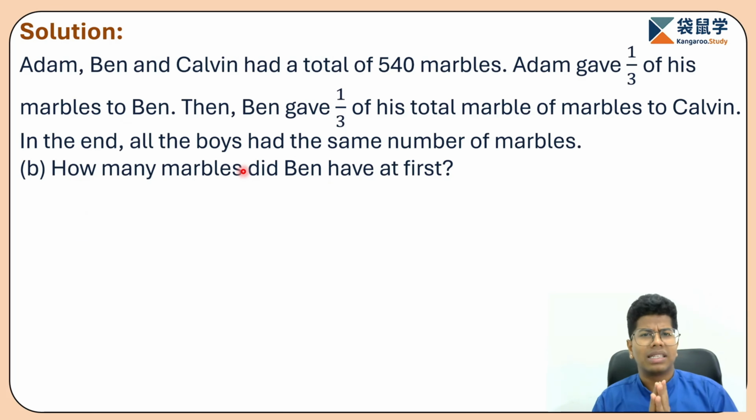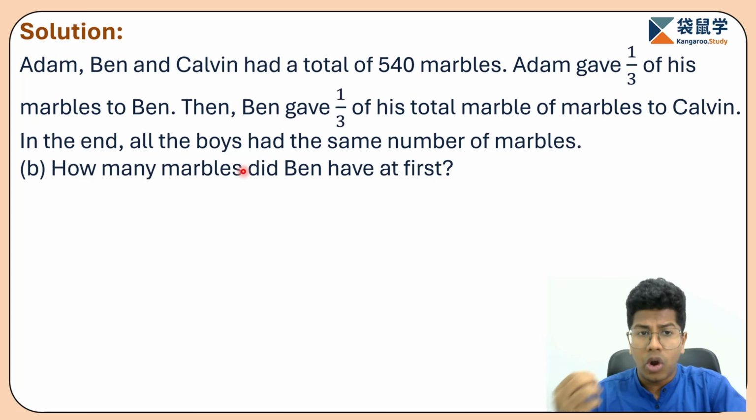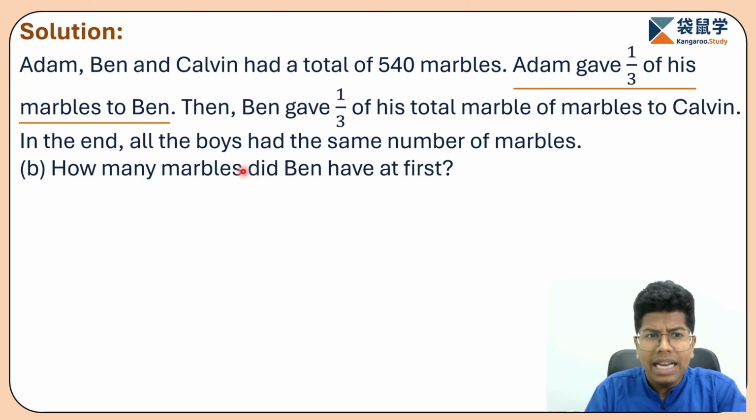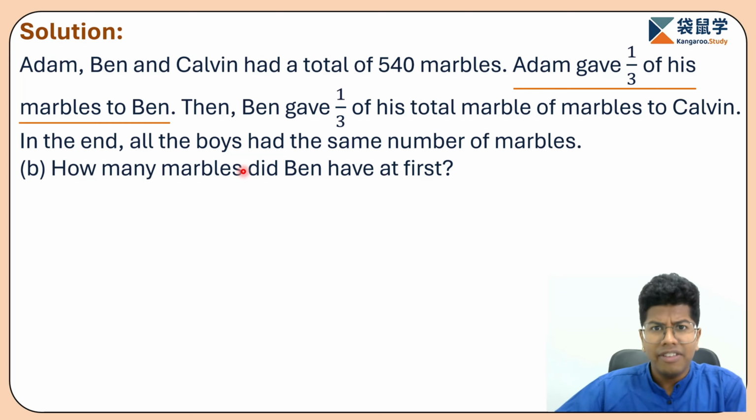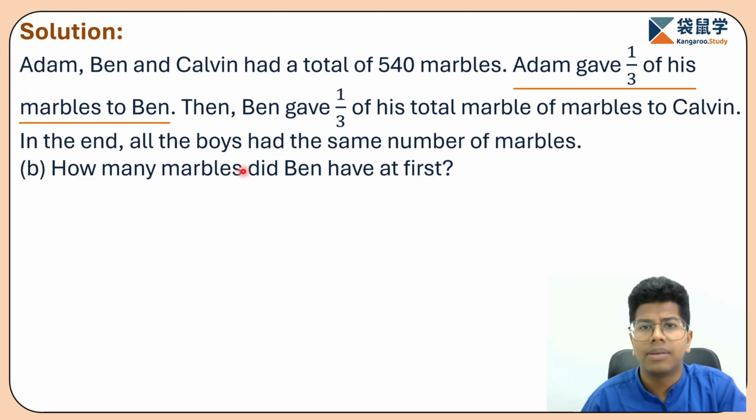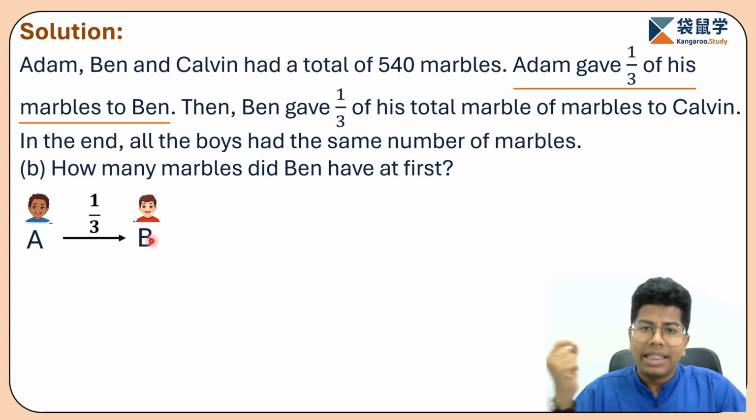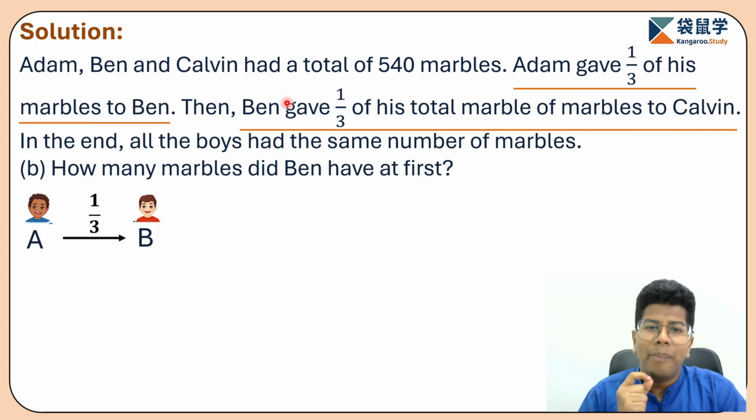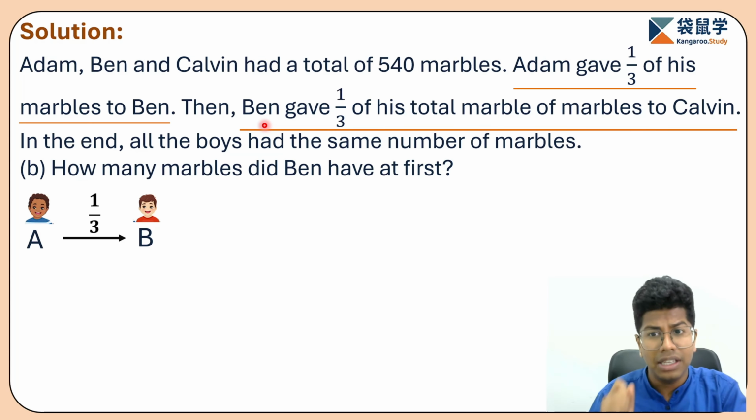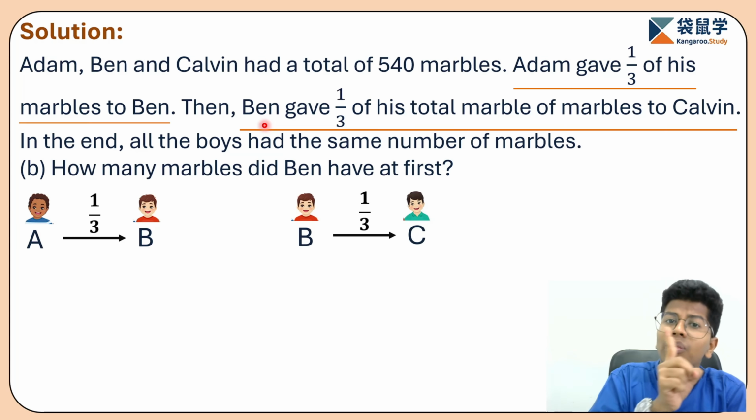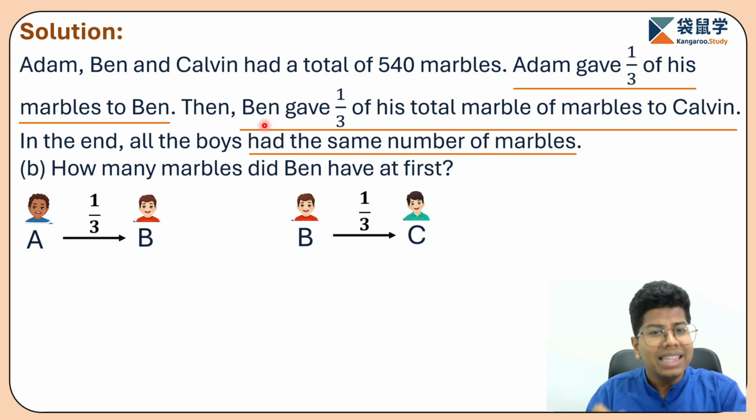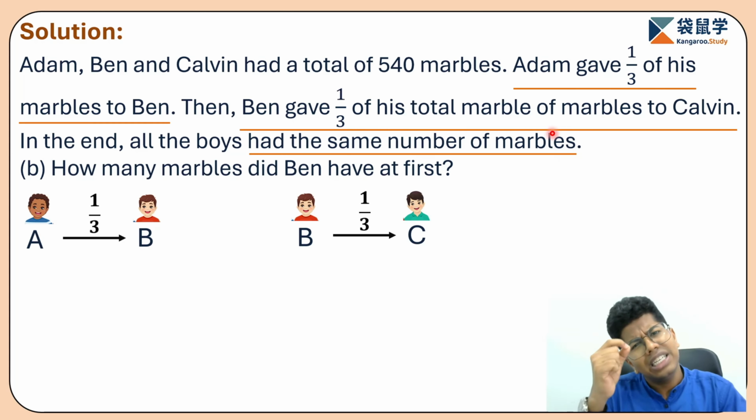Now coming back to our example. The problem is really complicated here because at first Adam gave some amount to Ben. Let's say I represent it using some figures. At first Adam gave 1/3 to Ben. Then the next part says Ben gave 1/3 of his total marbles to Kelvin. This means now Ben is giving 1/3 to Kelvin. And at the end they have the same number of marbles. What is the number of marbles each one had?